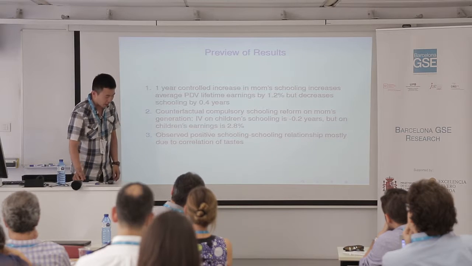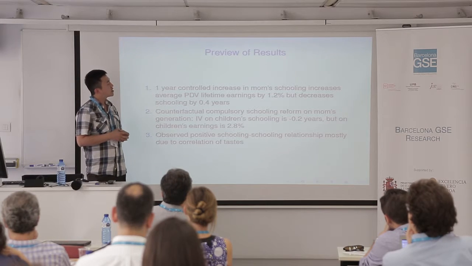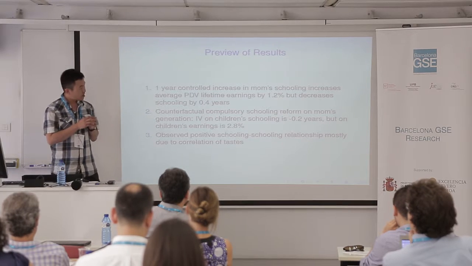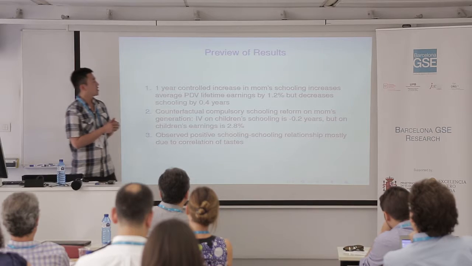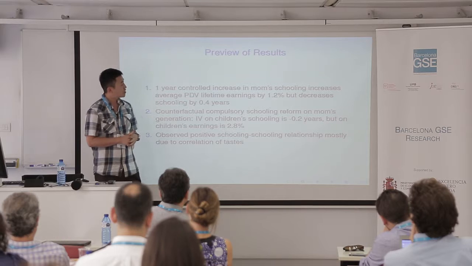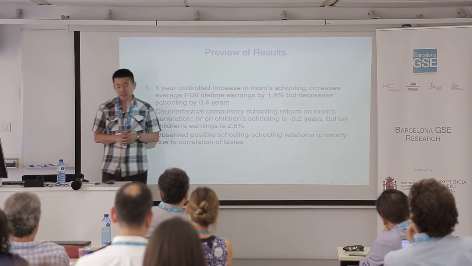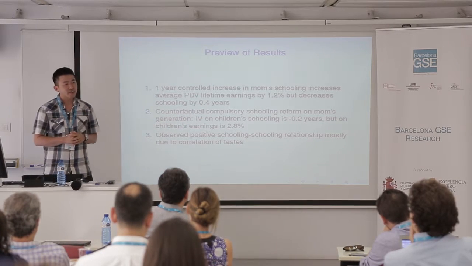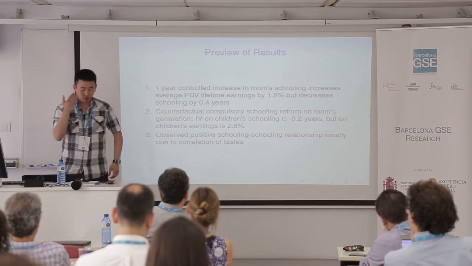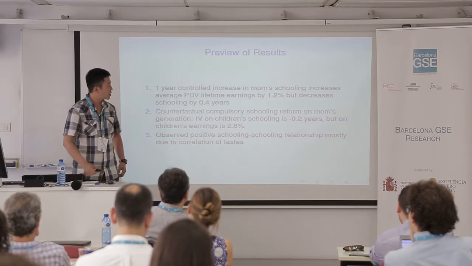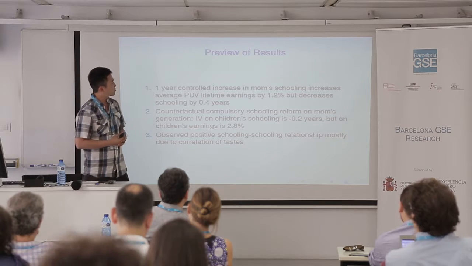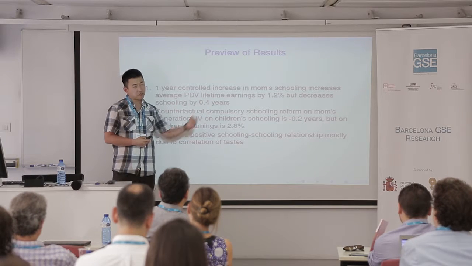So if you forget everything I say afterward, these are basically all the important results from the paper. Now suppose I have my sample from the HRS, and I just exogenously increase the mom's schooling by 1 year forcefully. It will increase the present discounted value of lifetime earnings by 1.2%, but it's going to actually decrease schooling by a little bit less than half a year. This corresponds to the IV experiment that I told you about earlier in the previous empirical literature. And this is the sense in which a controlled increase in parental schooling can have a negative effect on schooling, but still a positive effect on earnings.